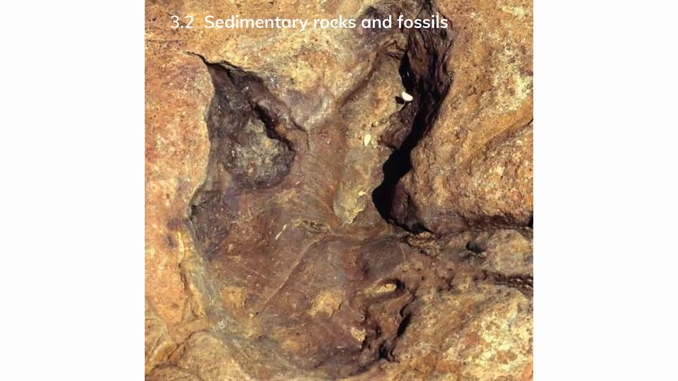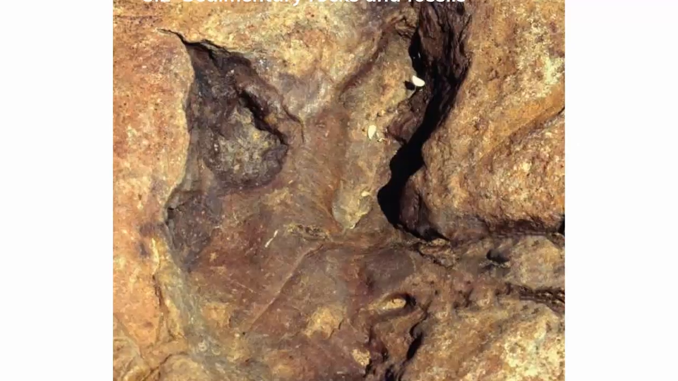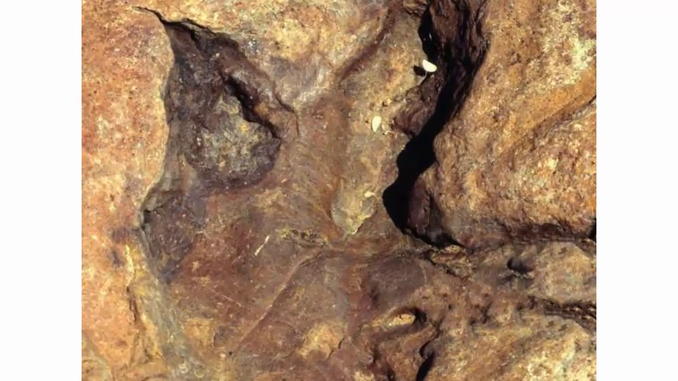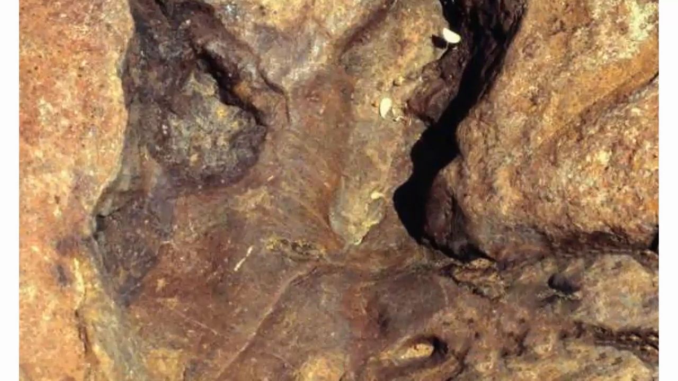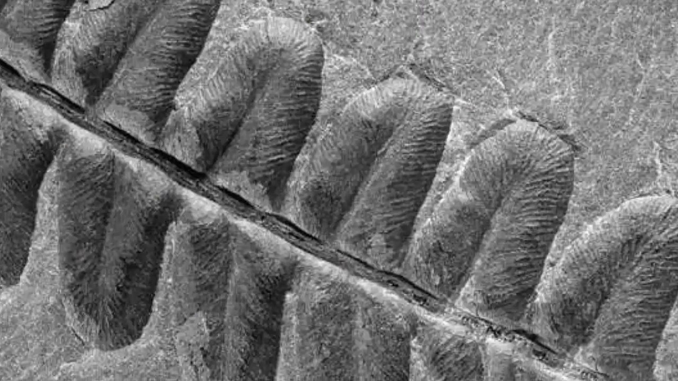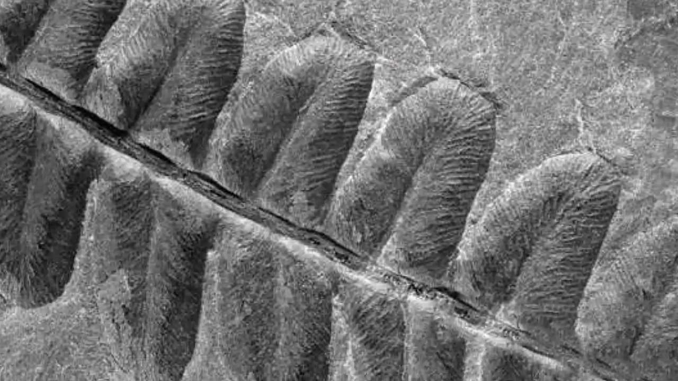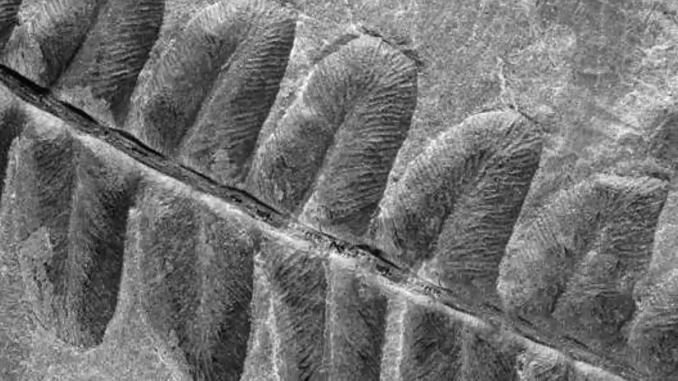Sometimes only the imprint of the animal in the sediments is left behind. This kind of fossil is called a mold. Look at the mold of a dinosaur's footprint in sandstone in Namibia. This footprint is also about 150 million years old. This is a fossil mold of a leaf in shale that is 350 million years old.